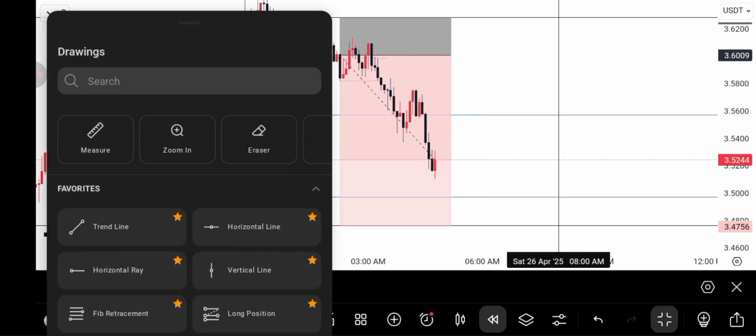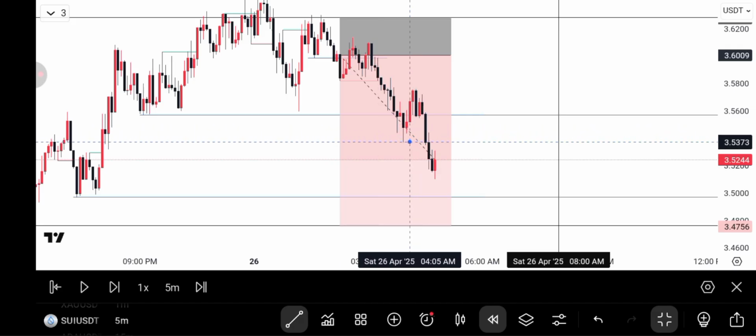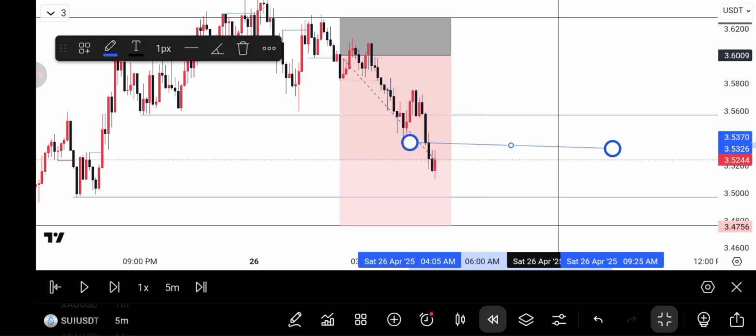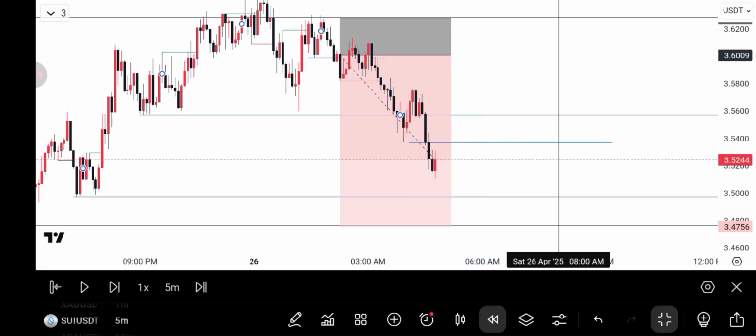Price has taken this place. This is a break of structure, right? This is a break of structure, and price came all the way down.